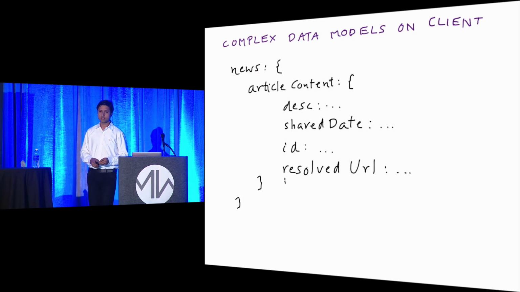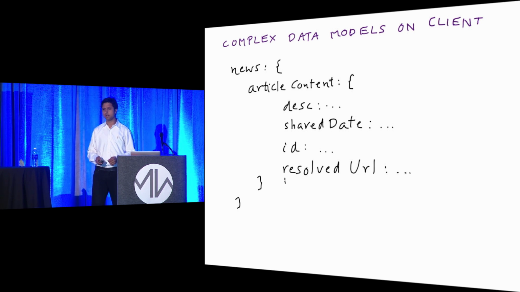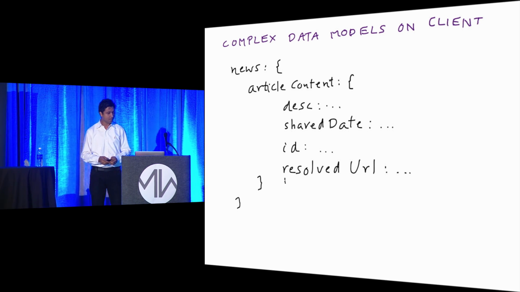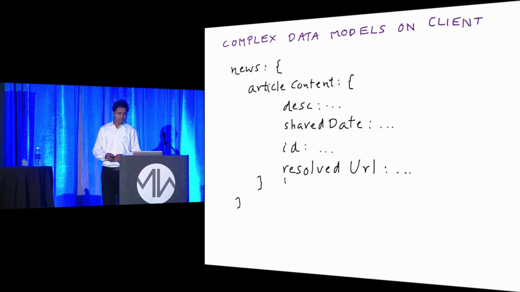What I mean by that is that something like news would have close to 30 fields, things like article content, description, resolved URL, all that stuff. And all this was just to display a headline and a picture of the news article. The client did not really need all this.